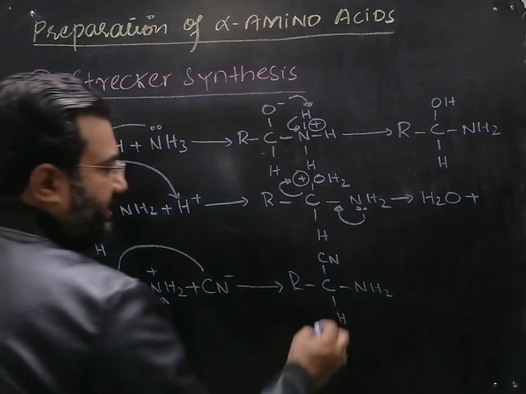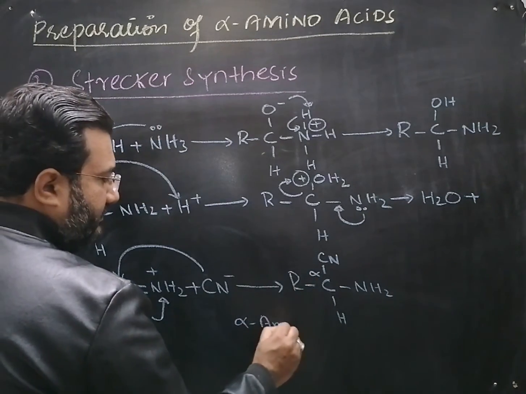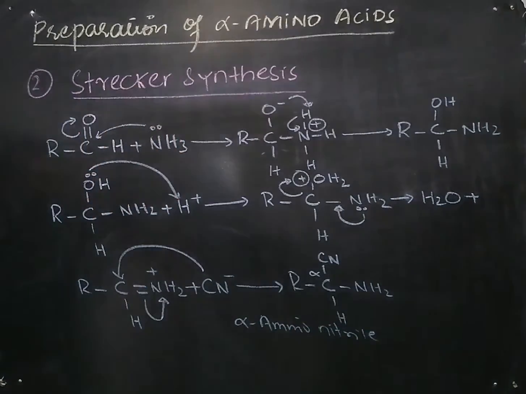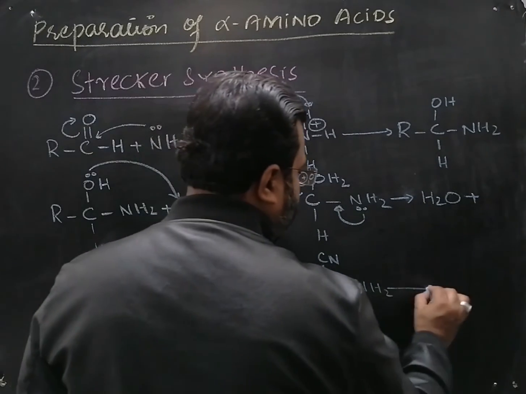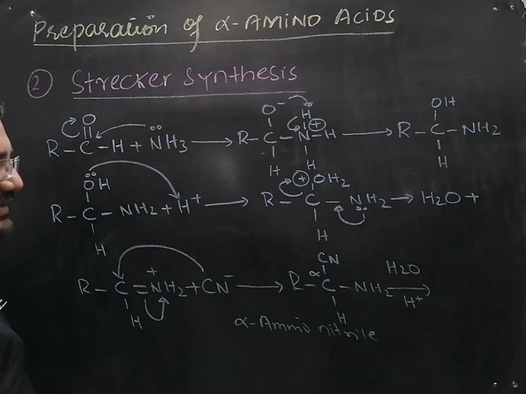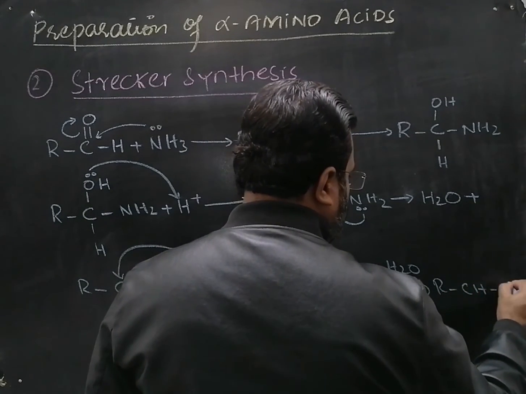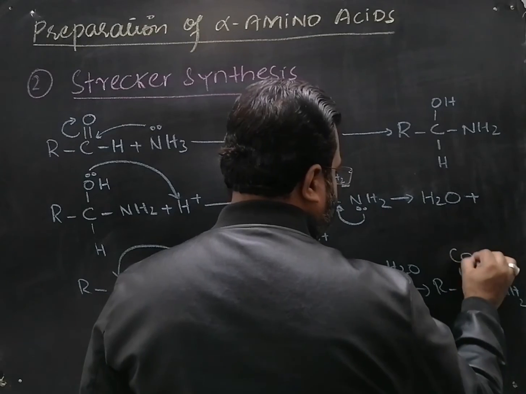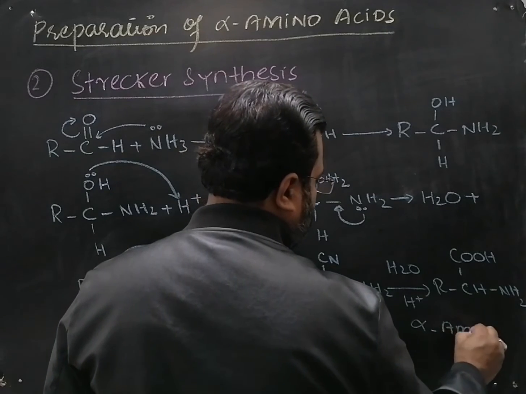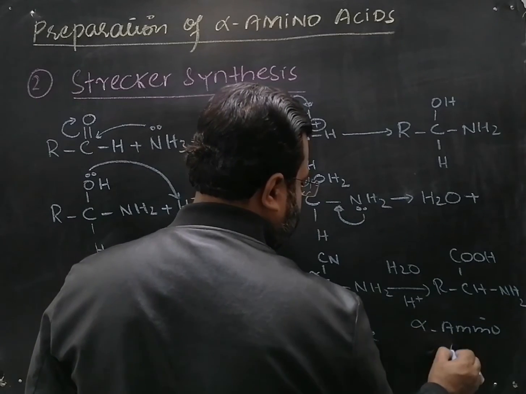Now my dear students, this one is the alpha carbon, and you can see that the alpha amino nitrile is produced, and this alpha amino nitrile will then be acid hydrolyzed, and after hydrolysis the cyano group will be changed to a carboxyl group. So finally you will get this alpha amino acid.